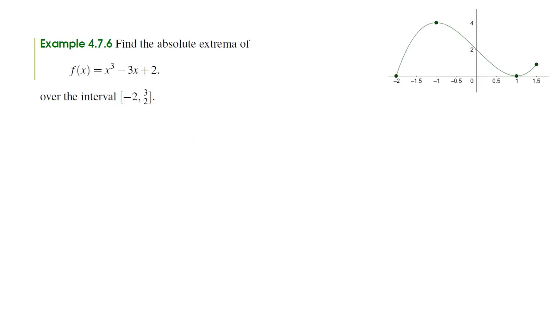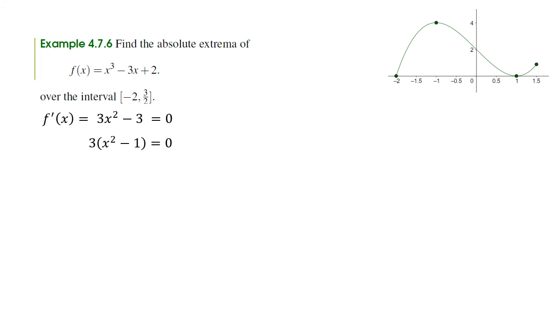Okay, let's practice this example. Find the absolute extrema of f equals x cubed minus 3x plus 2 over the closed interval -2 to 3/2. We start with finding the critical values from f prime of x. It equals 3x squared minus 3, and we let it equal 0 to find x. Taking the common factor 3 out, we have 3 times x squared minus 1.